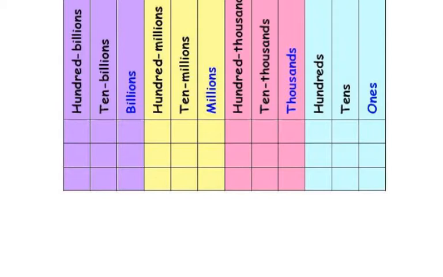Okay, so we're comparing two numbers. The first number is 390,040. We're comparing that to 9,040. Now, I really like to stack my numbers up and put them correctly in the place value chart. So I'm going to go ahead and place my numbers in here. So that's my first number. My second number is 9,040.